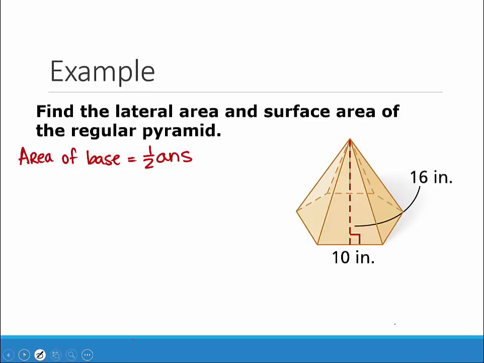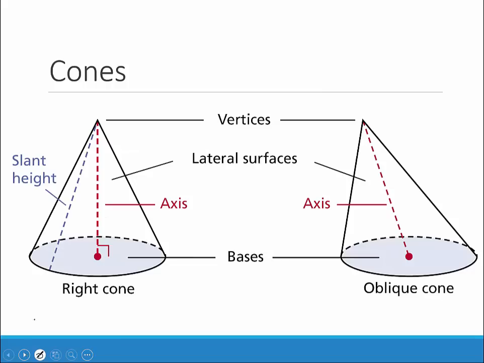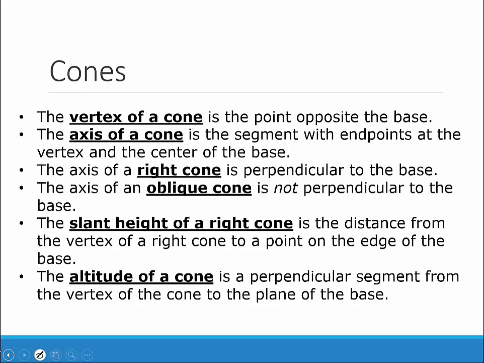So let's talk cones. The vertex of a cone is the point opposite the base, same with a pyramid. The axis of a cone is the segment with endpoints at the vertex and the center of the base, same with a pyramid. The axis of a right cone is perpendicular to the base, and the axis of an oblique cone is not perpendicular to the base. So axis is perpendicular, axis is not perpendicular.